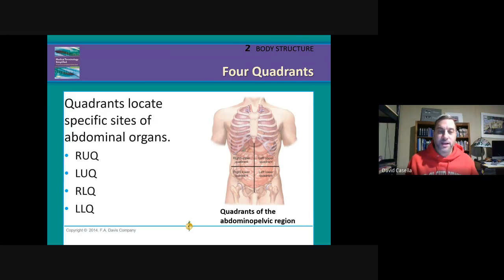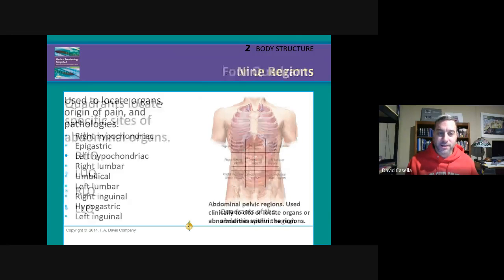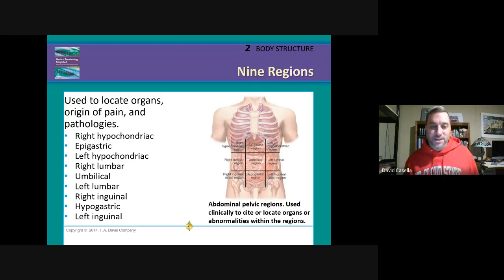If you get further training into being a paramedic or a doctor, they actually divide it into even more regions. And you can see a lot of different regions. Right hypochondriac. Hypo means below. Chondriac is cartilage. Well, your ribs are made of cartilage, so right hypochondriac is just beneath your ribs. You can see that on the little screen here. So you can look at all these different things.